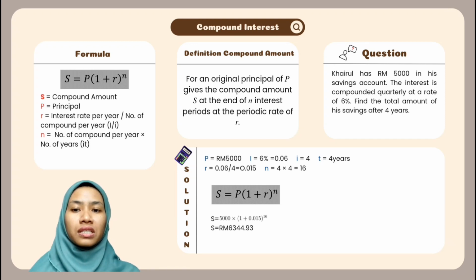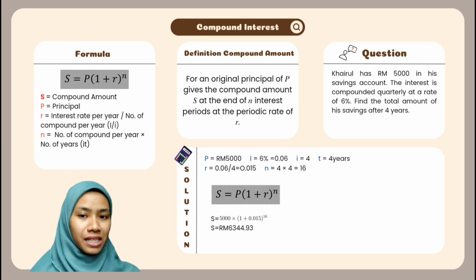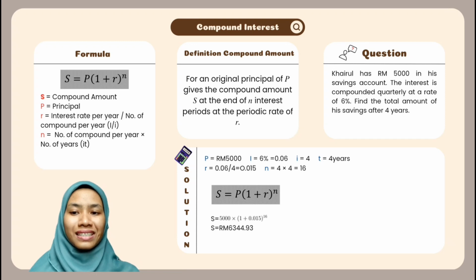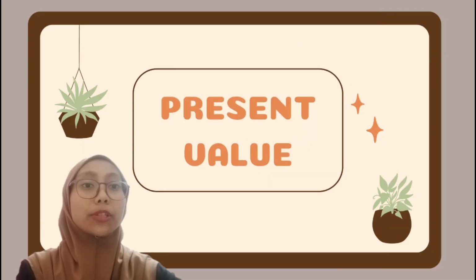So based on the question above, we can get the information, which is P equals RM5,000, R equals 0.015, which we get by dividing the interest rate per year, which is 6%, by the number of compounds per year, which is 4. And the last one is n, which equals 16, which we get from the number of compounds per year, 4, times the number of years, which is 4 years. Then we replace the information in the formula and we get the compound amount S equals RM6,344.93.